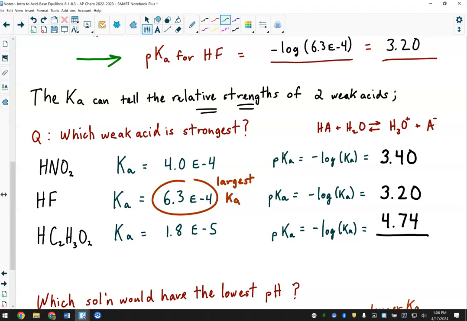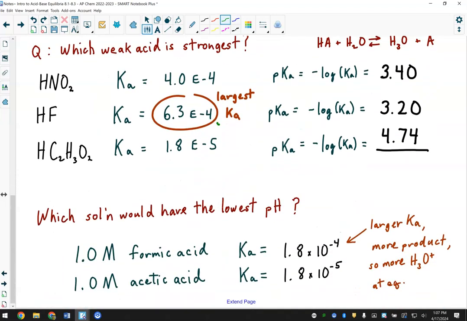Okay? Remember, this Ka is just an equilibrium constant. Which one of these is going to make the most product, the most acid? It's going to be the one with the largest Ka, or, again, the smallest pKa. Because remember, smallest pKa means this power of 10 is smaller, and it means it's a greater number. That negative power is smaller. And so which solution would have the greatest pH, or the lowest pH? Well, the one with the larger Ka is going to produce more hydronium. The higher the hydronium, the lower the pH, remember?